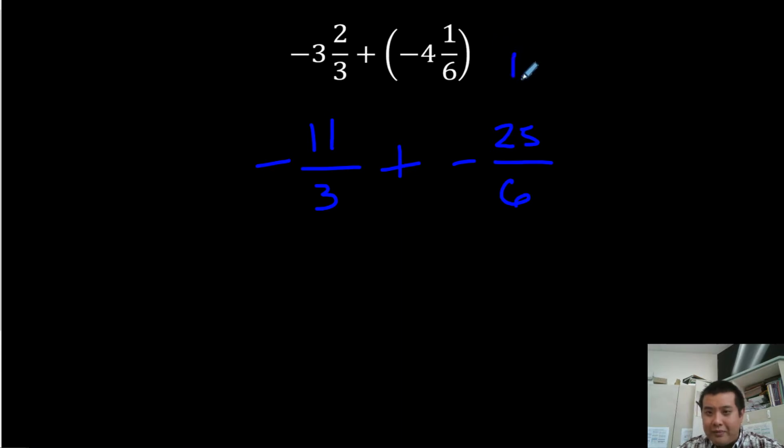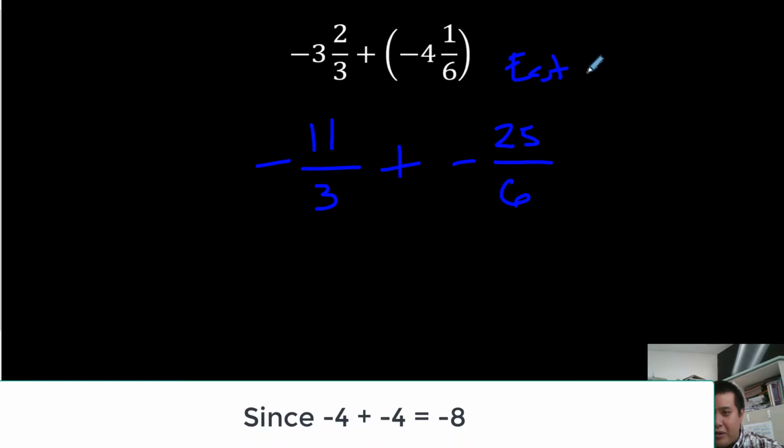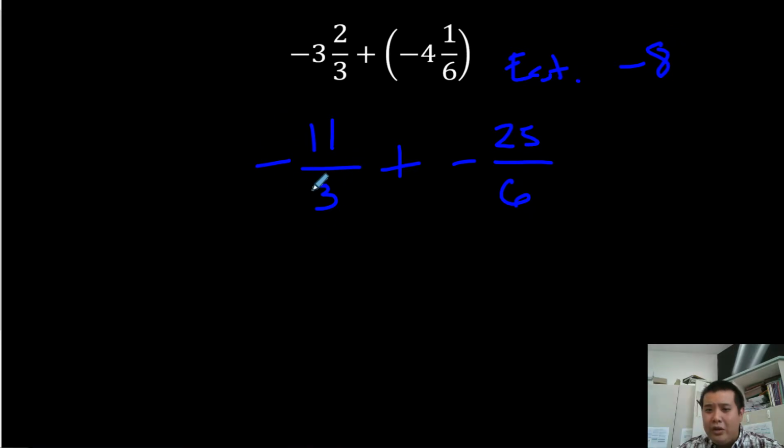Oh, estimate. So this is close to negative 4. This is close to negative 4. So our answer should be close to negative 8. So let's see if that is true. The only one that we need to change is this fraction because the least common multiple of 6 and 3 is in fact 6.